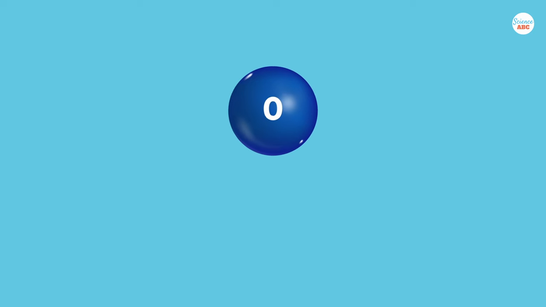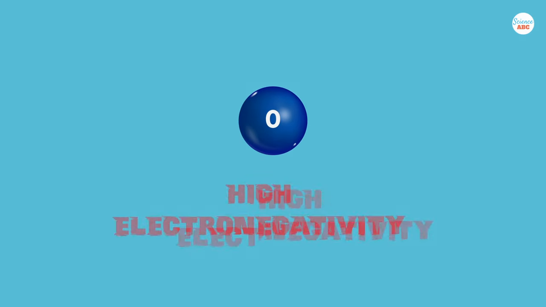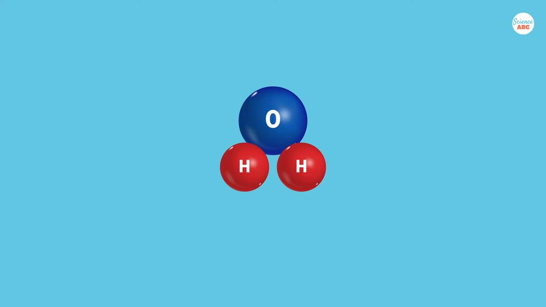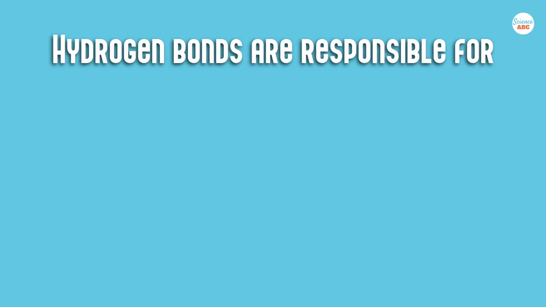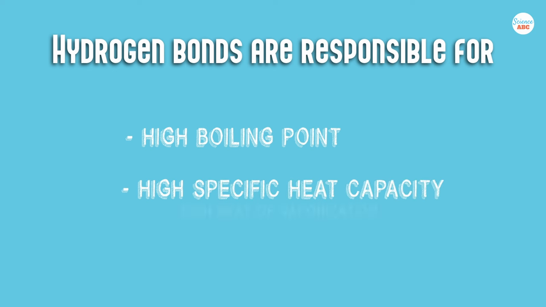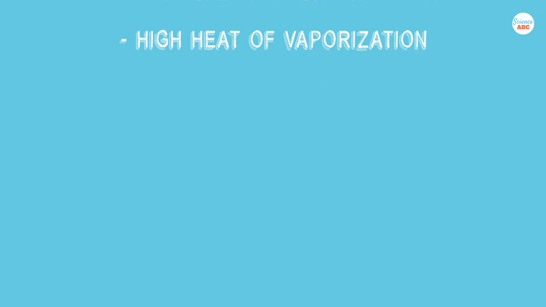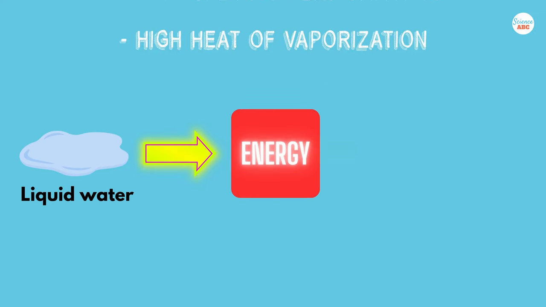This occurs because the oxygen atom has a higher electronegativity, meaning that it attracts electrons more strongly, making the hydrogen atoms slightly positive. Even though hydrogen bonds are weaker than covalent bonds, they still play a crucial role in the properties of water. These bonds are responsible for water's high boiling point, high specific heat capacity, and high heat of vaporization.